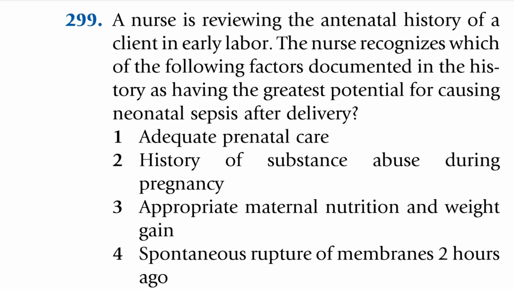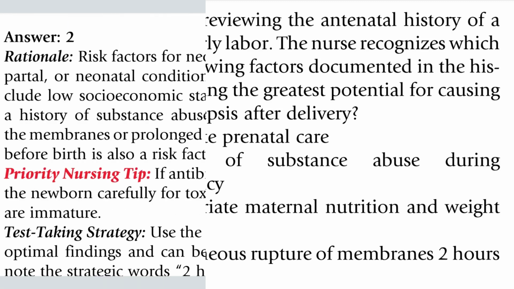299. A nurse is reviewing the antenatal history of a client in early labor. The nurse recognizes which of the following factors documented in the history as having the greatest potential for causing neonatal sepsis after delivery. 1. Adequate prenatal care. 2. History of substance abuse during pregnancy. 3. Appropriate maternal nutrition and weight gain. 4. Spontaneous rupture of membranes 2 hours ago.